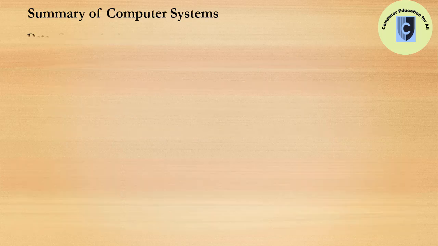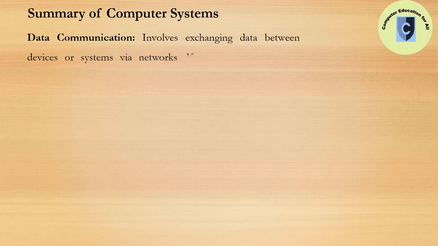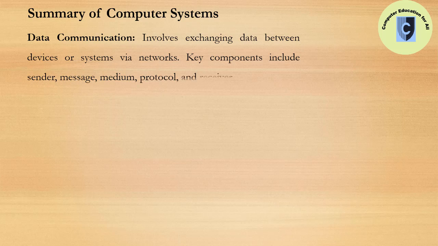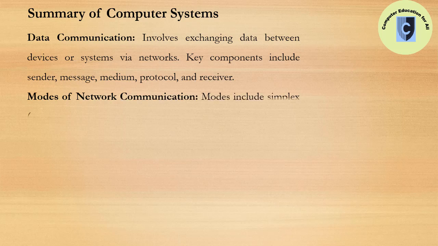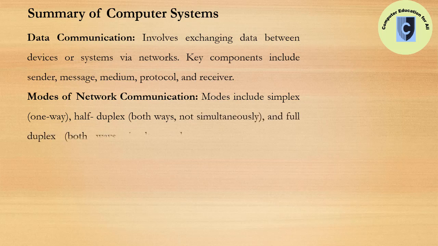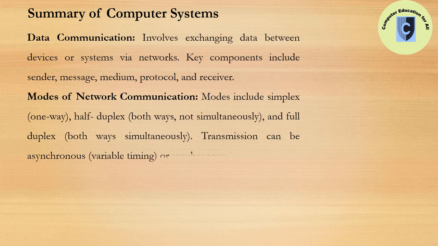Data communication involves exchanging data between devices or systems via networks. Key components include sender, message, medium, protocol, and receiver. Modes of network communication. Modes include simplex, one-way; half-duplex, both ways, not simultaneously; and full duplex, both ways simultaneously. Transmission can be asynchronous, variable timing, or synchronous, fixed timing.